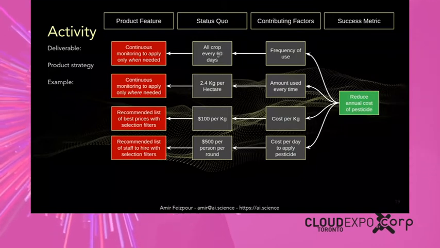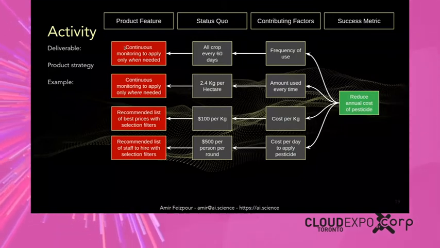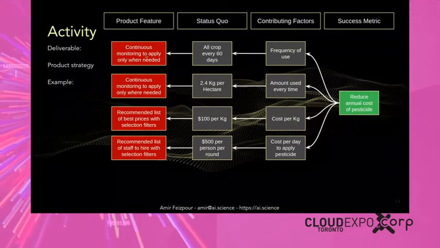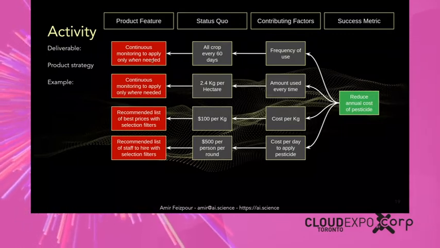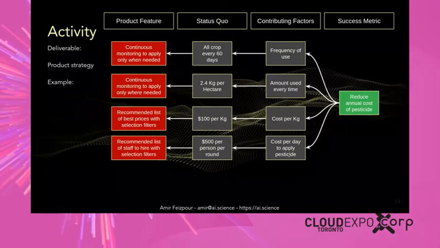For example, for the first one, which is the frequency of the use as a contributing factor, you can build a product feature that is something like continuous monitoring to apply pesticides only when needed, and a bunch of other product features based on exactly what the contributing factor is.